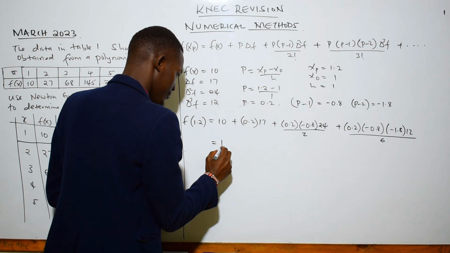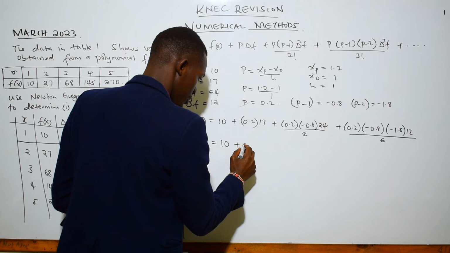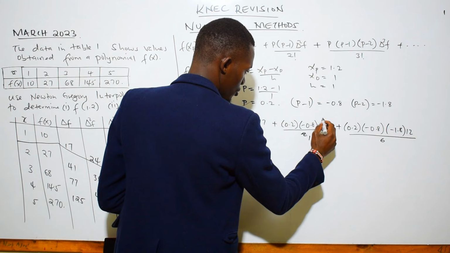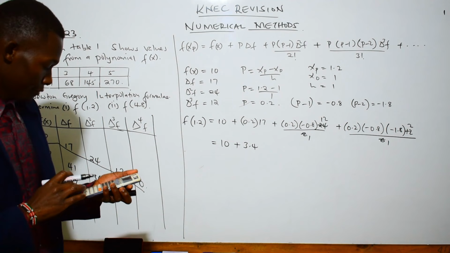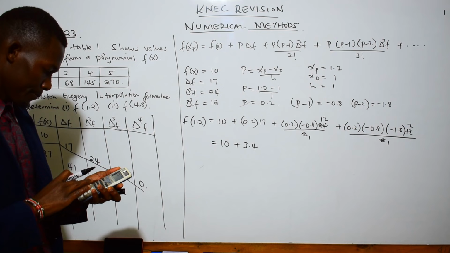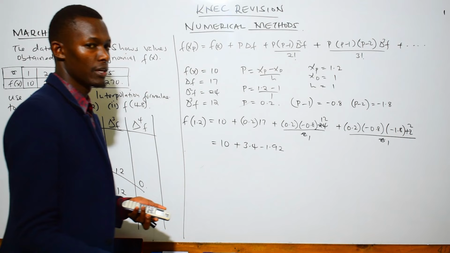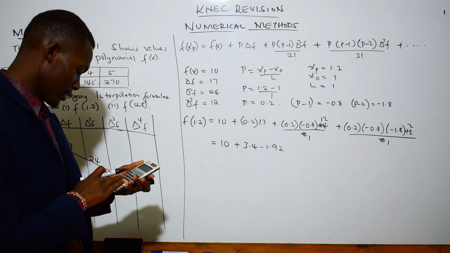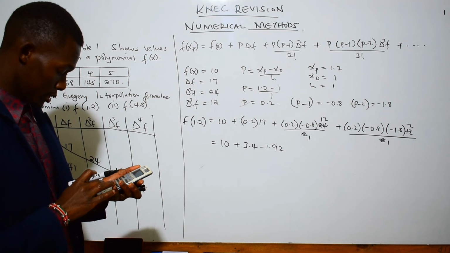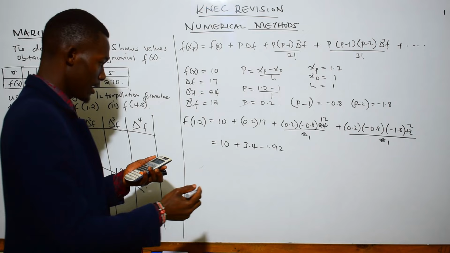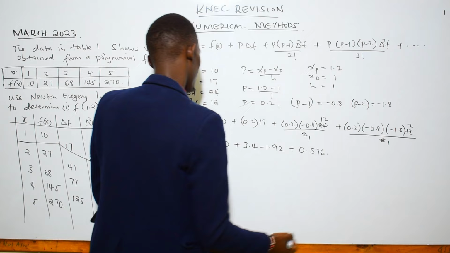So here we shall have 10. Then we have 0.2 times 17, that is 3.4. Now you can simplify the next one further by 2, 12 by 6, so we get 0.2 times the negative of 0.8, then multiply by 12 over 6, that gives you, remember it's a negative, negative 1.92. For the last term, you have a negative and a negative, so the value will be positive. Just multiply them: negative 0.8 times negative 1.8, then multiplied by 2, so we get positive 0.576. Now adding all this, the first two give you 13.4.